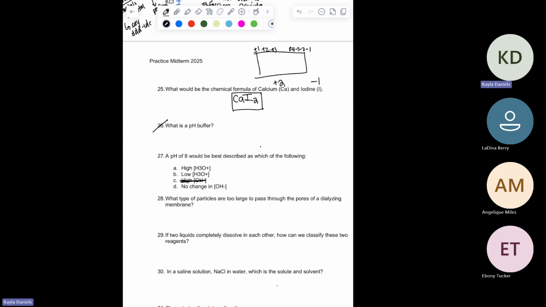pH buffer, I'm going to skip this one because you just had to write this in your discussion post, and that basically explains it.